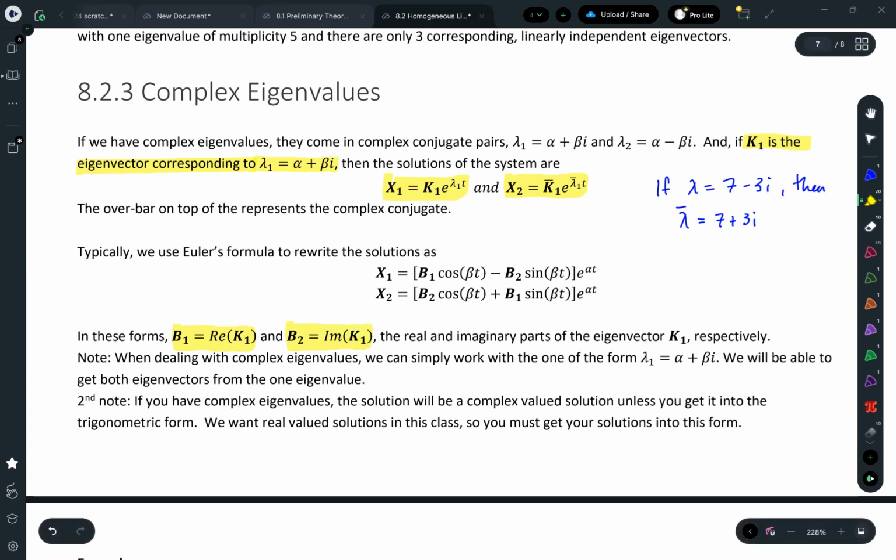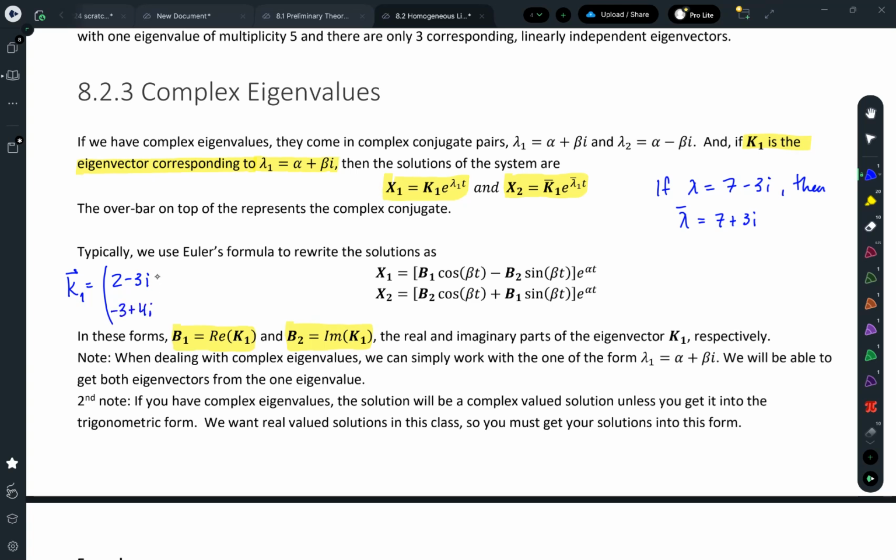Okay, what that means, let's just say that K1 vector is equal to a vector with components, I'm making this up, okay? So we'll just say 2 minus 3i, and then a negative 3 plus 4i. This could be broken up into one vector, 2, negative 3, plus i times another vector, negative 3, 4. And the 2, negative 3, that is the real part of K1.